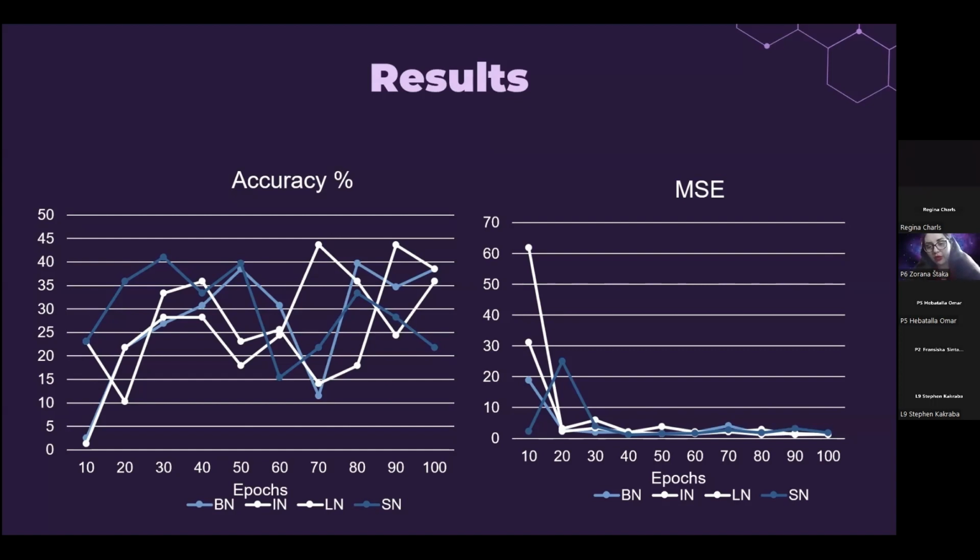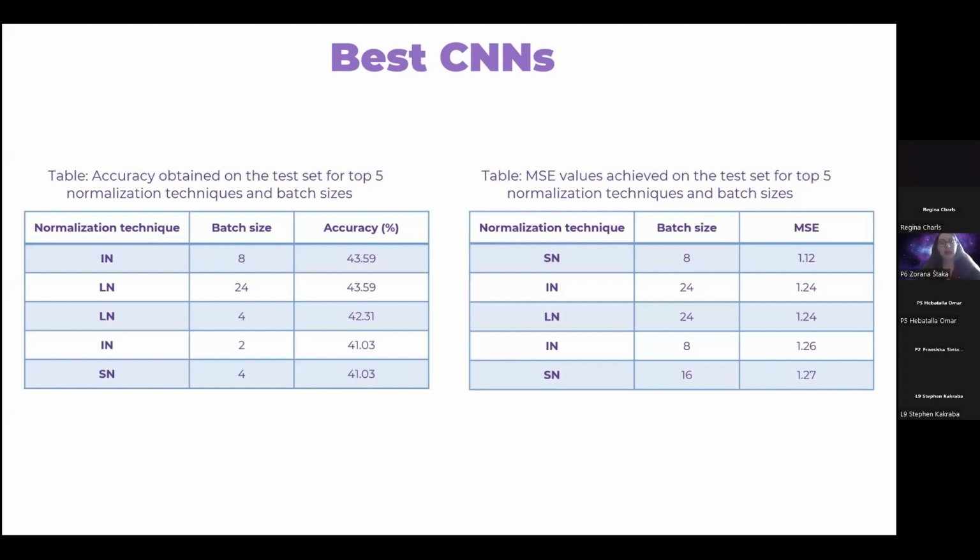For the mean squared error, in the first few epochs that we observed, 10, 20 mostly, and maybe 30, we see some big values. And here, the closer to zero, the better. But we see that, for example, all four versions of neural networks after 100 epochs have a pretty low mean squared error. And here in the next slide, we can see what are the best convolutional neural networks.